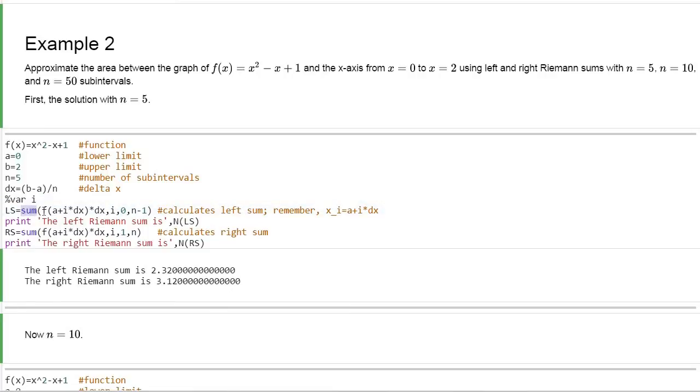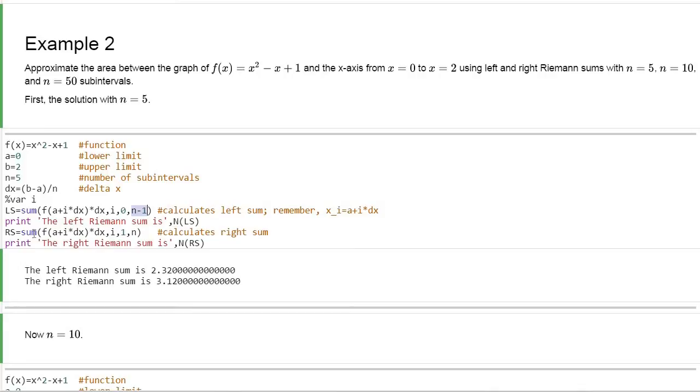I'm going to add up f of a plus i dx. So remember, those are the values of the endpoints. When i is 0, so i is going to start at 0, I get f of a. That's the far left endpoint. And then I will increase by 1, and when i is 1, I'll get a plus delta x, which is the next endpoint, and so on. I stop at the very last subinterval. The left side has i is n minus 1.